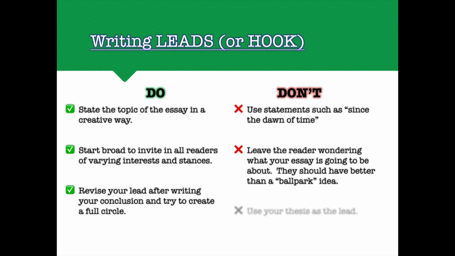This is an end of writing tip for when you've got your rough draft all written: revise your lead after writing your conclusion and try to create a full circle. So the lead you write when you first begin your essay, don't worry if it's not as great as you think you can make it, because what I encourage all my writers to do is, after you've written the last sentence of your conclusion, see if you could tie it to your lead, or if you could revise the both of them to go together. It creates this nice full circle experience for the reader, and readers love that.